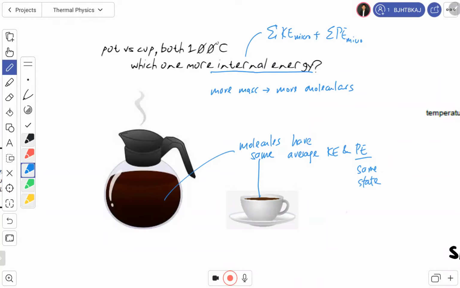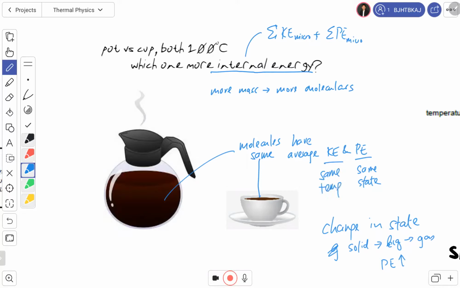Whenever you have a change in state, from solid to liquid to gas, the PE will increase. Okay? So if it's the same state, they will have around the same average PE and the same temperature. So they will have the same average KE.